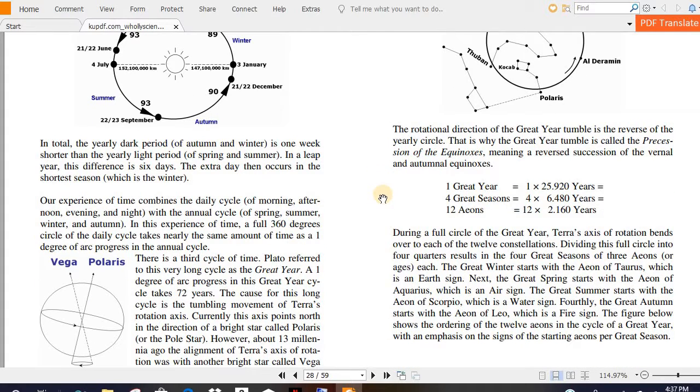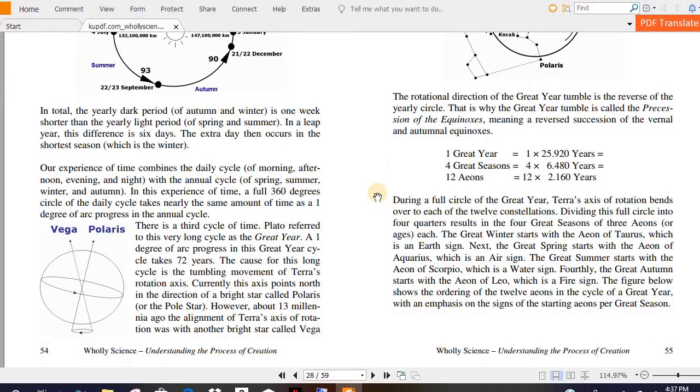In total, the yearly dark period of autumn and winter is 1 week shorter than the yearly light period of spring and summer. In a leap year, the difference is 6 days. The extra day then occurs in the shortest season, which is in the winter. Our experience of time combines the daily cycle of morning, afternoon, evening, and night with the annual cycle of spring, summer, autumn, and winter. In this experience of time, a full 360-degree circle of the daily cycle takes nearly the same amount of time as 1 degree of arc progress in the annual cycle.